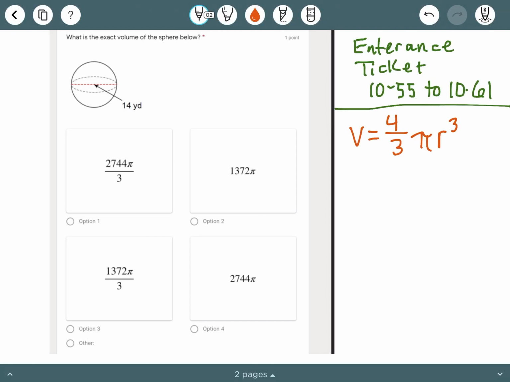All right, this is entrance ticket 1055 to 1061. Question number 1 tells us to find the exact volume of the sphere below.